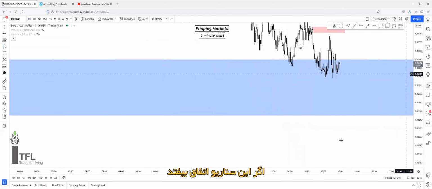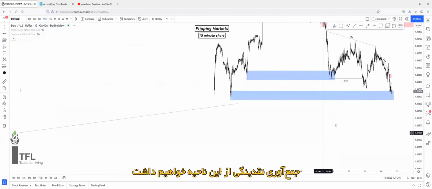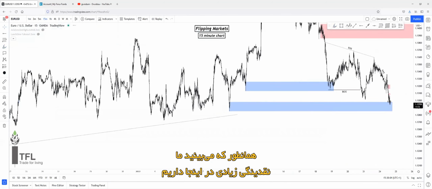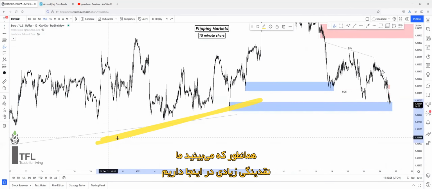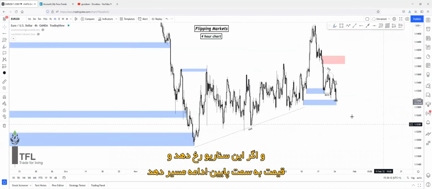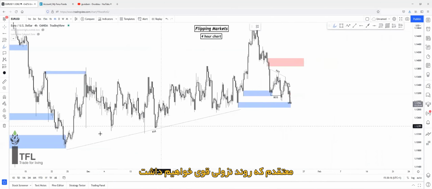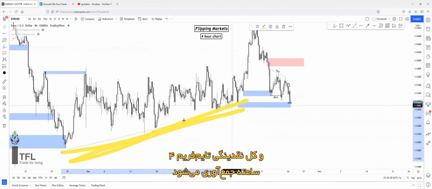And if this scenario happens, we will see the liquidity sweep from this region. As you can see, we have a bunch of liquidity here in this region. So if this scenario happens and the continuation happens, I believe we will see the extreme short continuation to the downside here and sweep of the overall 4-hour liquidity.